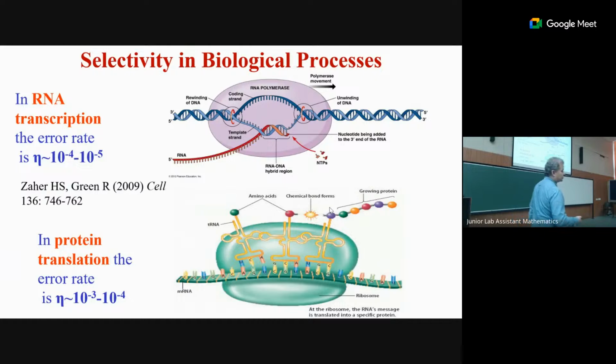If you look at other biological processes like RNA transcription, the ones that we mentioned in previous lectures, error rates are maybe not as impressive, but still pretty good. Error is 10 to the minus 4, 10 to the minus 5. Or if you go to protein translation, protein synthesis, the error is also not as good as here, but still quite low. This is the probability of error.